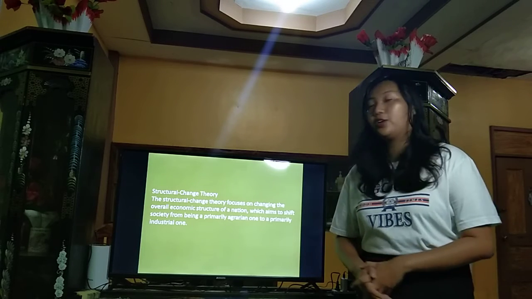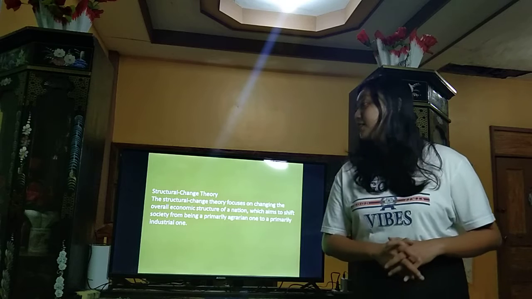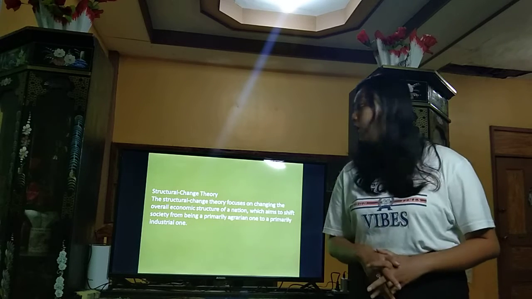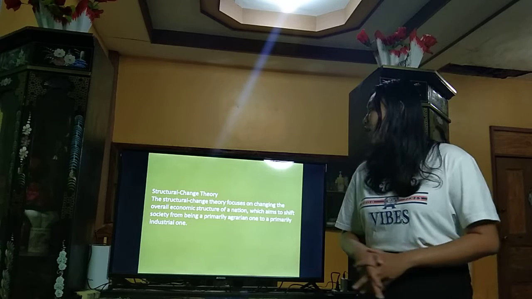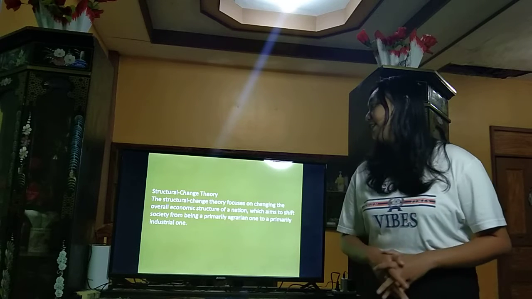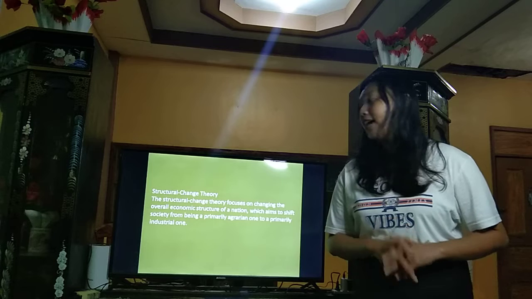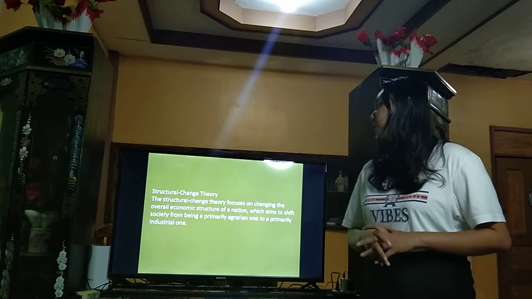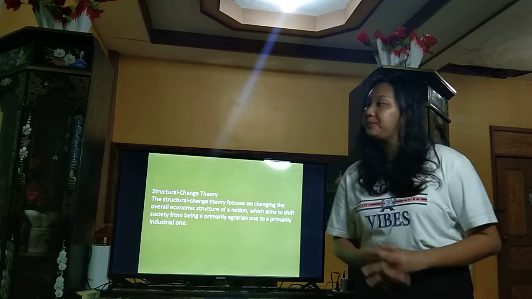Structural change theory. The structural change theory focuses on changing the overall economic structure of a nation, which aims to shift society from being a primarily agrarian one to a primarily industrial one.